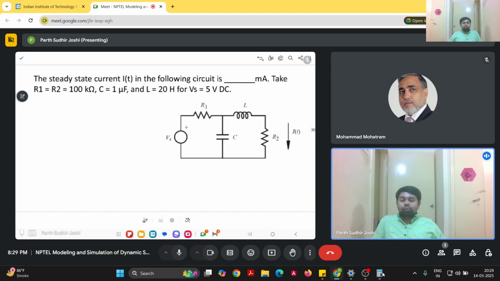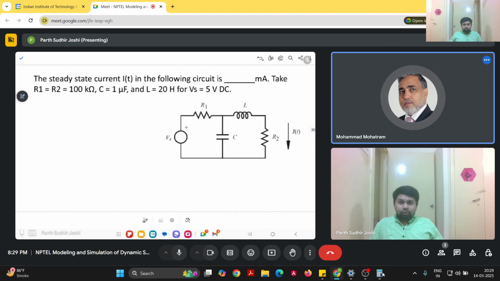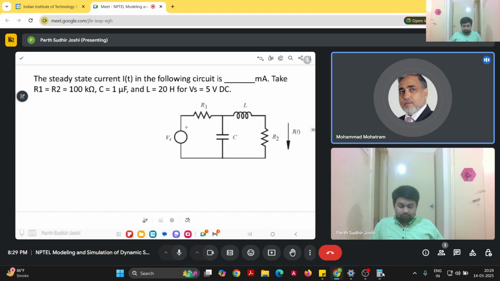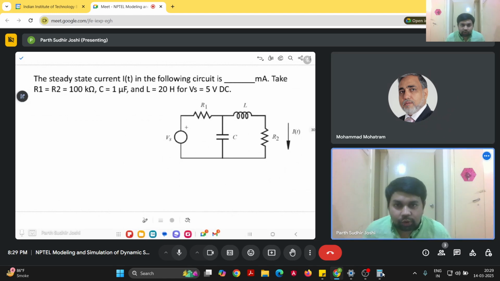Yeah. So this is an interesting problem. Yes, sir. It will be 5 upon 200. So how did you calculate that? Actually, under steady state condition, the inductor behaves as a short circuit, and the capacitor behaves as an open circuit. Therefore, it will have only resistances R1 and R2 in series, and the voltage source is 5 volts. R1 is equal to R2, both 100. So the total current I will be 5 upon 200 kilo, in milliampere. Yes, you are absolutely right, sir.